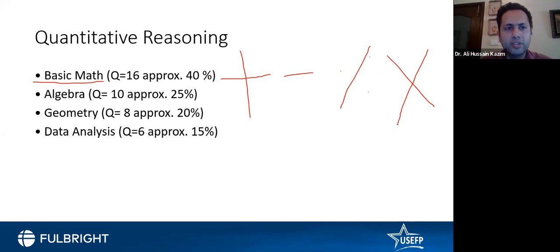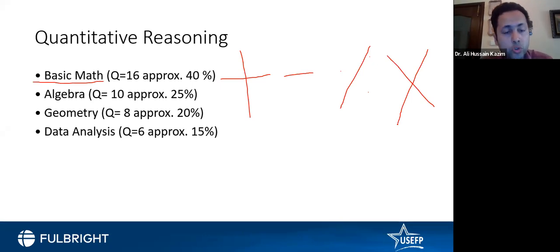The next is algebra. Algebra is when you go beyond numbers and talk about variables, X, Y, and Z. Then geometry. Geometry is when you have shapes. And finally, data analysis. Although it only says that the basic math or arithmetic is 40%, all the following, algebra, geometry, and data analysis, eventually become arithmetic questions. So your basic arithmetic should be really good.